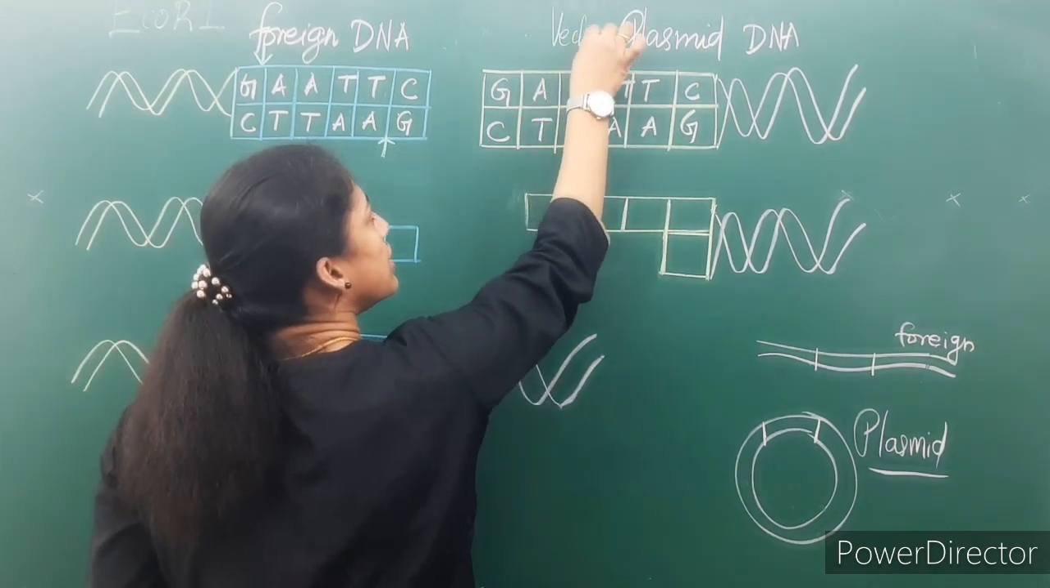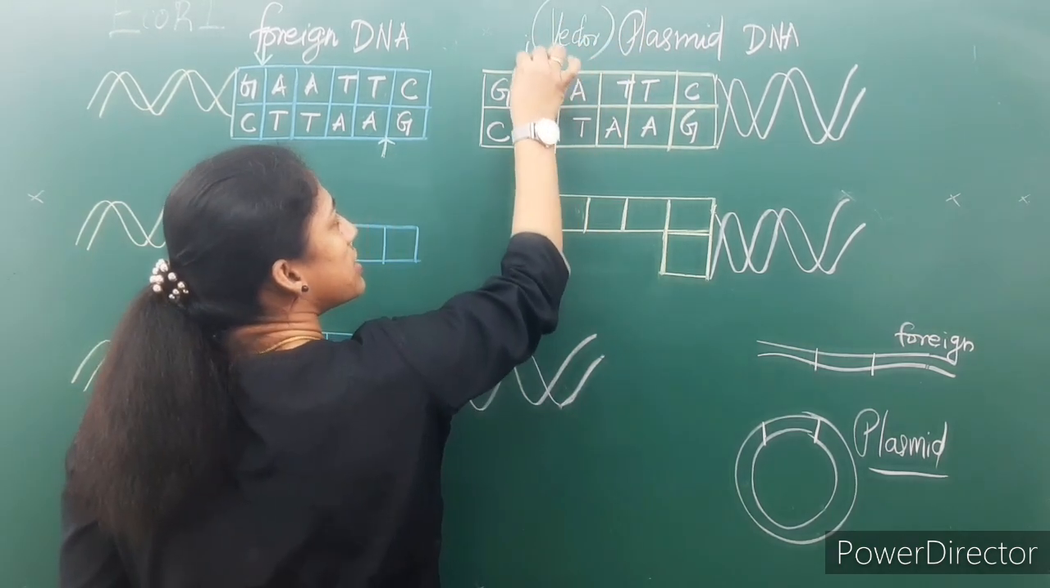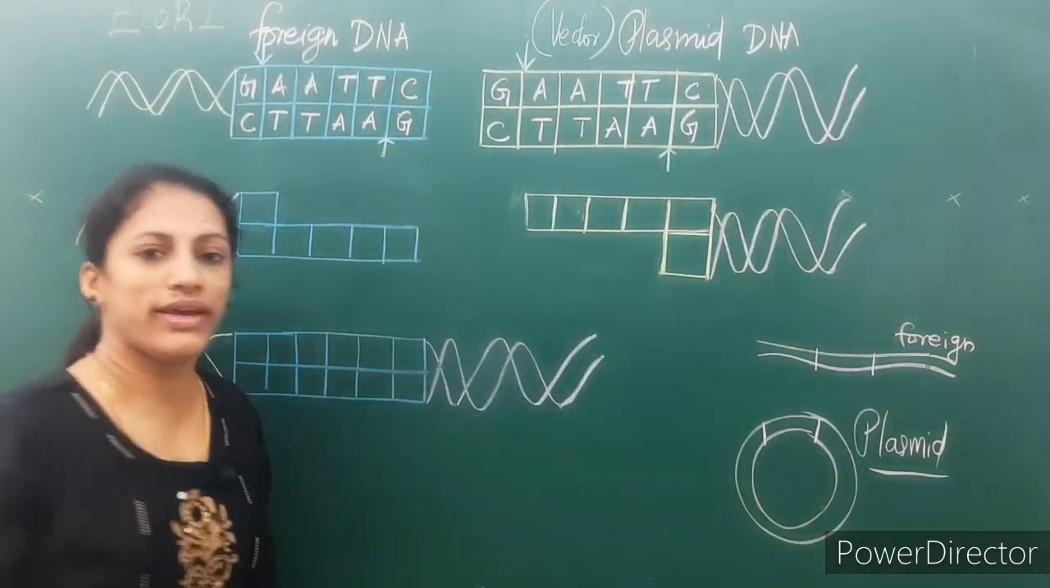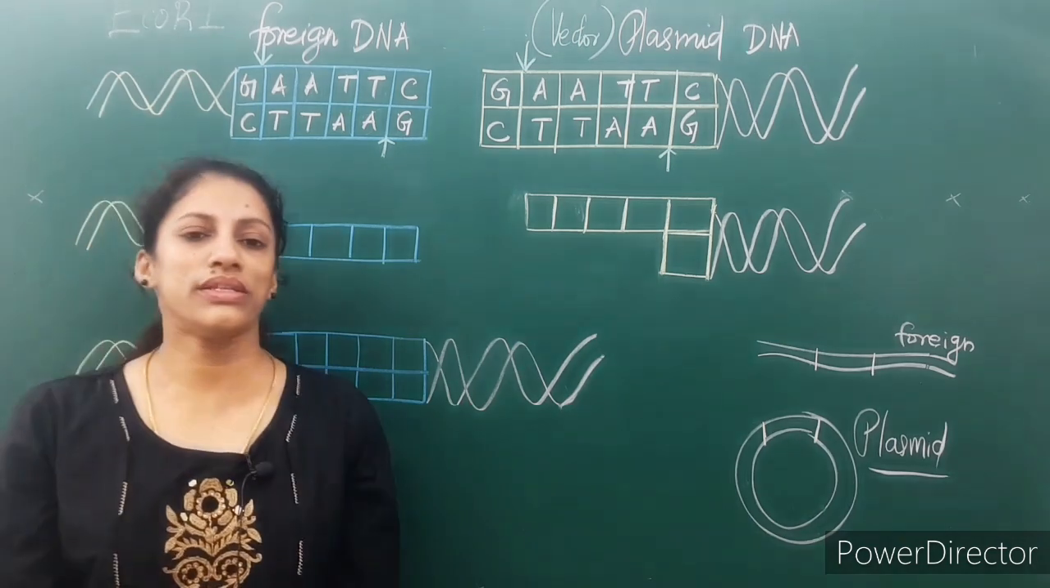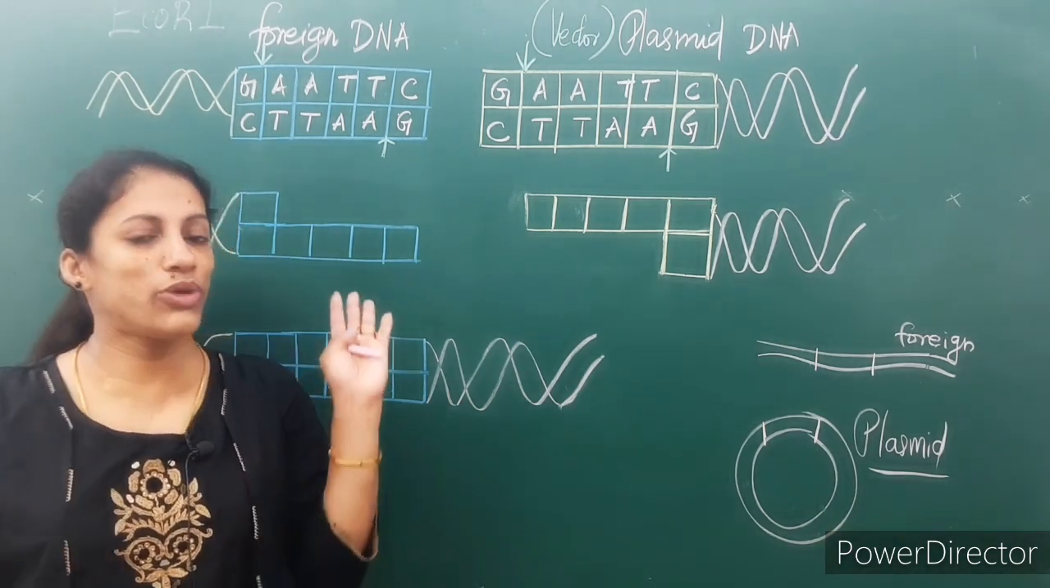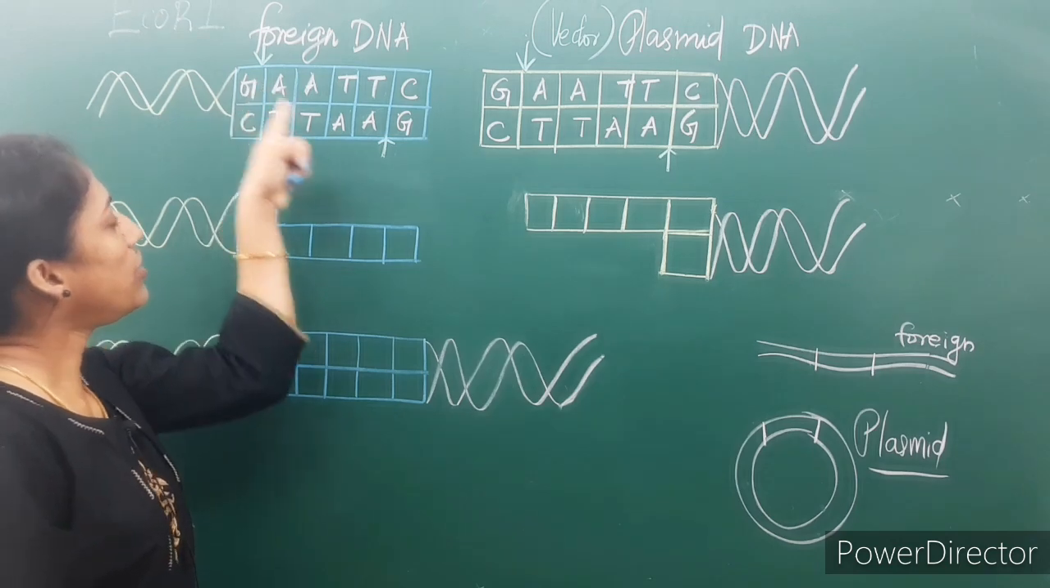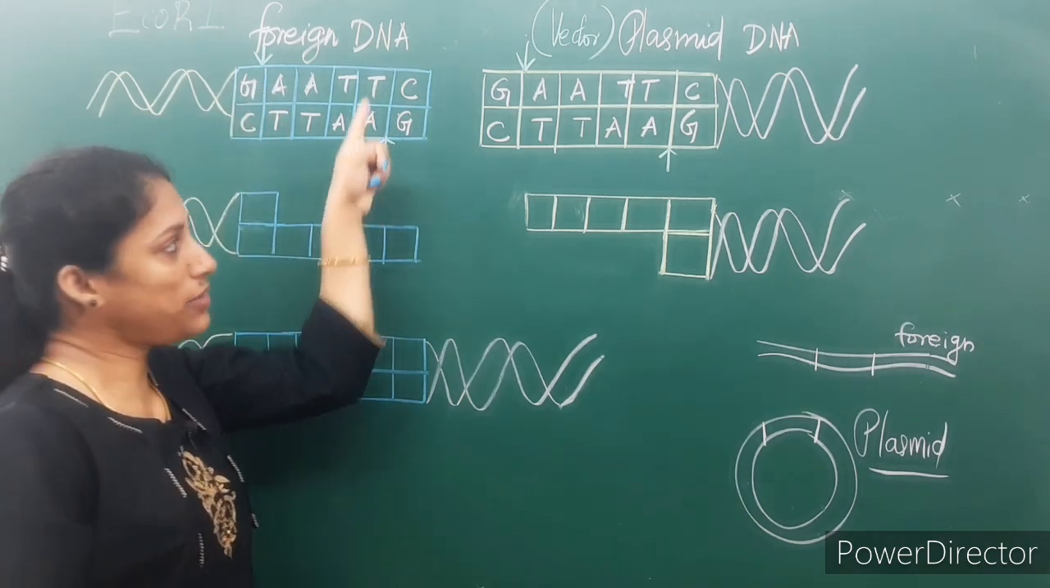Okay, this is the vector DNA. See, it makes a cut in between. It can cut only between guanine and adenosine, I mean, guanosine and adenosine nucleotide. In between guanine and adenine only it cuts. So, here it makes a cut here. On the opposite strand it makes a cut here.